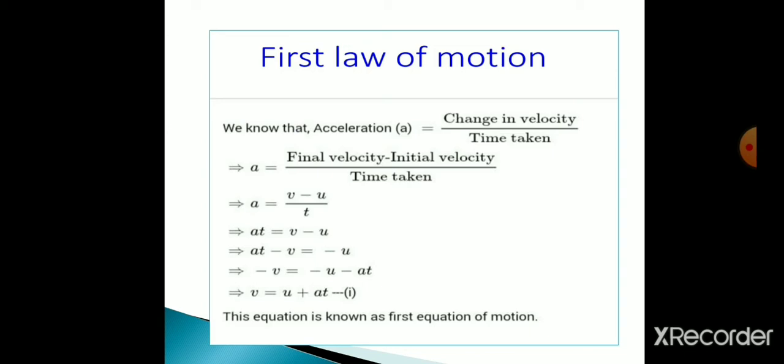Here a is the acceleration of the particle, t is the time taken, v is the final velocity and u is the initial velocity. This equation v equivalent to u plus at is known as the first equation of motion.